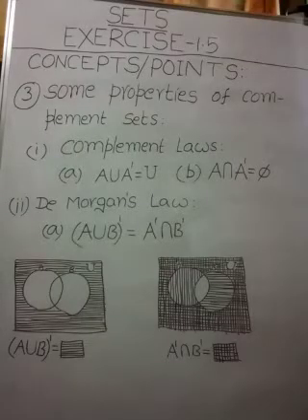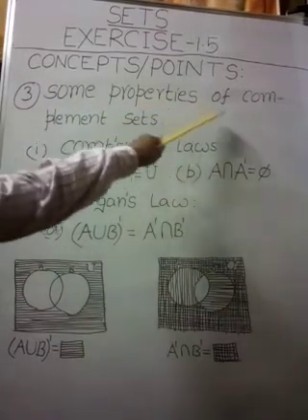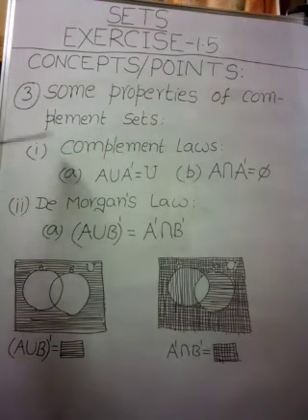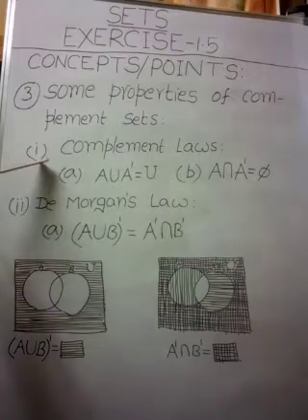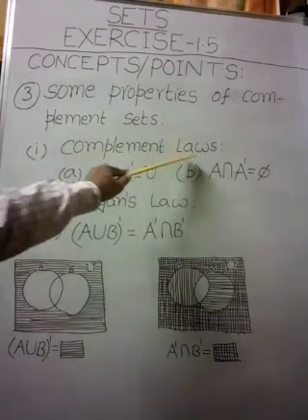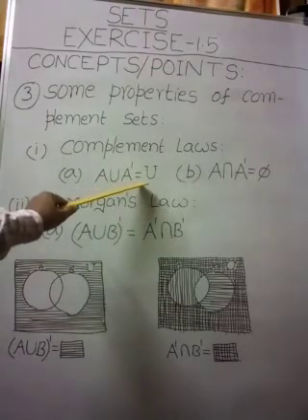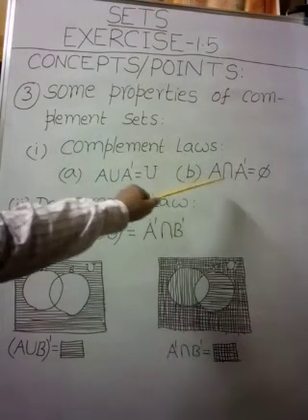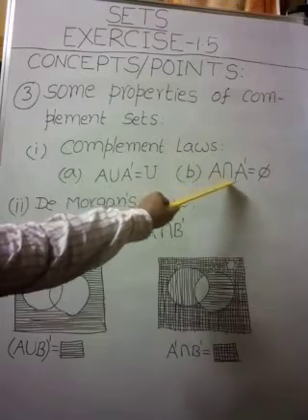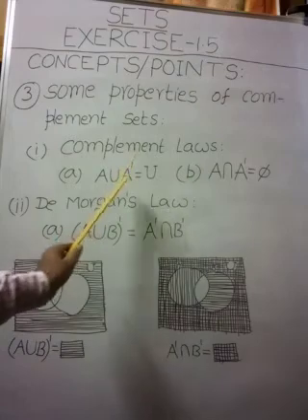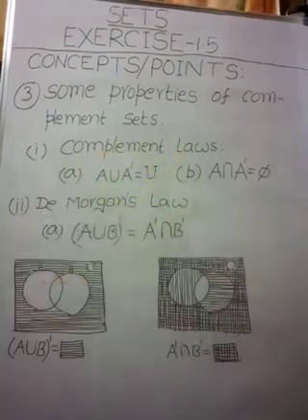Now come to the next point, the third point, some properties of complement sets. Okay, my dear children, these are the properties of complement sets. First one, complement laws. Here A union A dash is equal to the universal set, and A intersection A dash is equal to phi. These two are said to be complement laws.